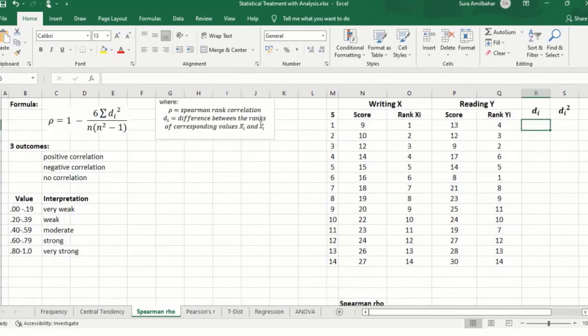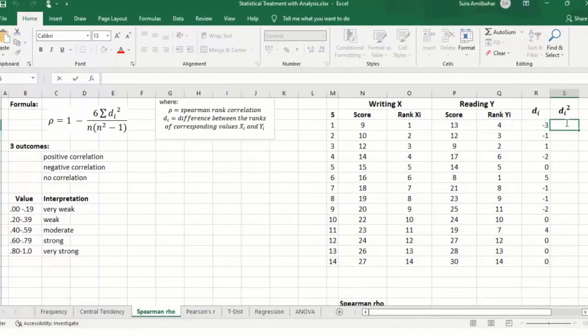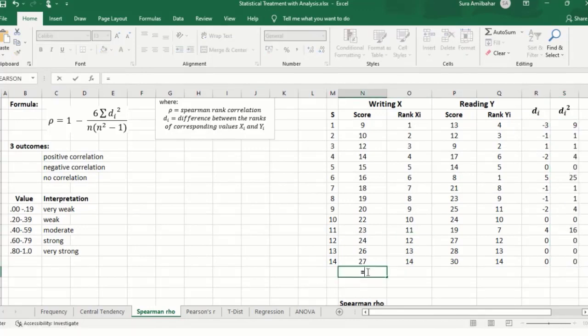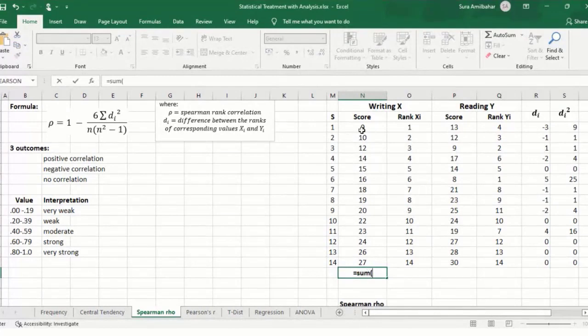Now, ano ang d_i? That is the difference between the ranks. So, meaning, difference. I-minus mo lang. 1 minus this one. Yan. And then, just drag and drop. Copy-paste na yan lahat. Okay? And then, square natin yung difference. So, this one times itself. Okay? And then, just drag and drop again. Now that we have that, let's get the total of these things.